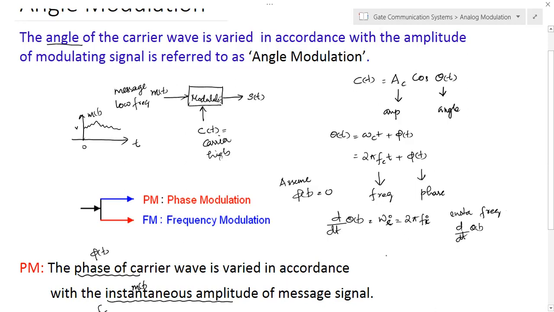Similarly, if you want to find out the instantaneous angle theta i of t, we need to integrate the signal from 0 to t, or you can change the variable also, but you can integrate this particular frequency. So if you integrate the frequency, you will get angle. And similarly, if you differentiate this angle, you will get frequency. In order to get instantaneous frequency or instantaneous angle, we need to use this relation. This will be useful when you define frequency modulation.